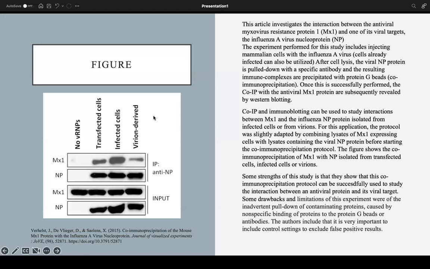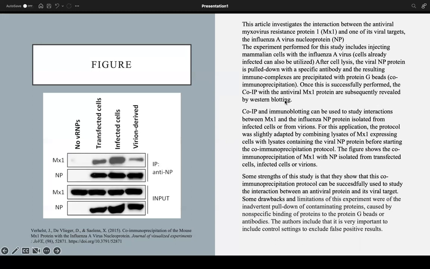The figure over here on the left shows the co-IP of MX1 with NP isolated from transfected cells, infected cells, or virions. One strength of the study is that it shows this co-immunoprecipitation protocol can be successfully used to study the interaction between an antiviral protein and its viral target, shown here in the figure.